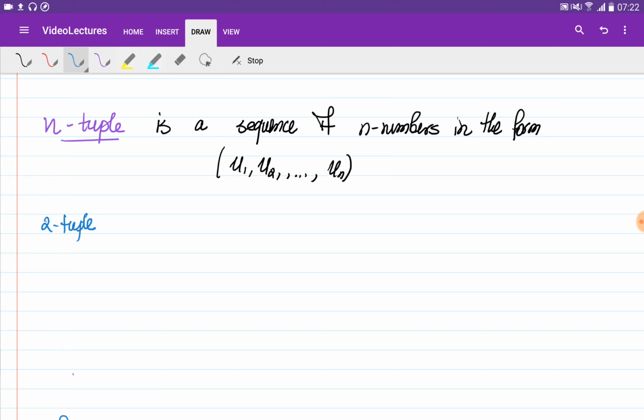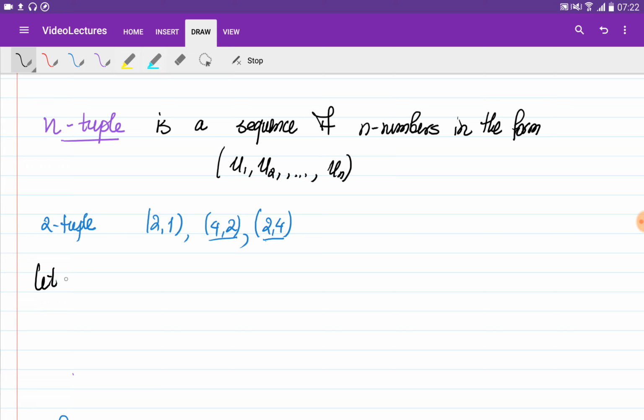an example of a 2-tuple might be (1, 4), or (4, 1). So please note that the order of the numbers inside a 2-tuple is important, right? So this 2-tuple is different from this 2-tuple. So we would like to define the vectors, n-dimensional vectors, with n-tuples.